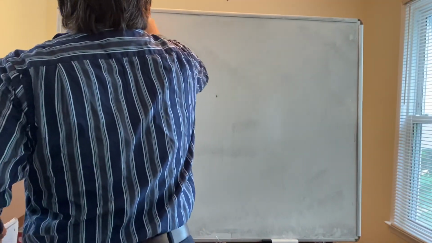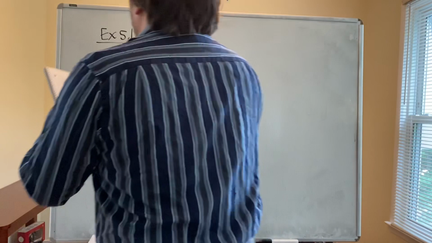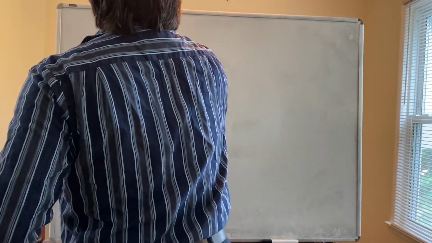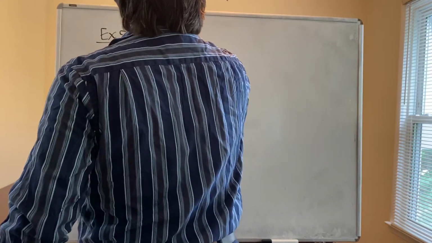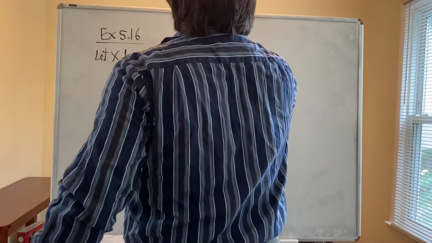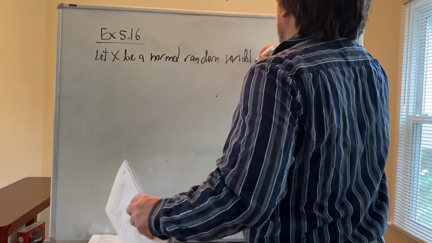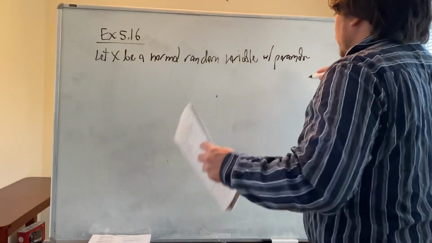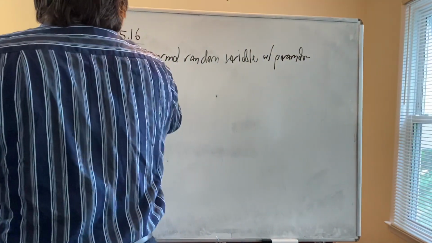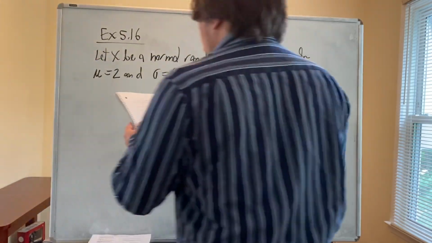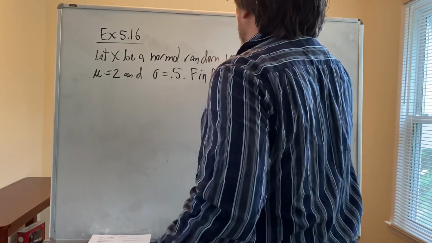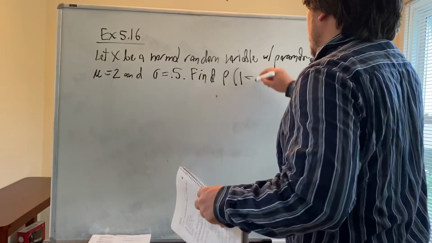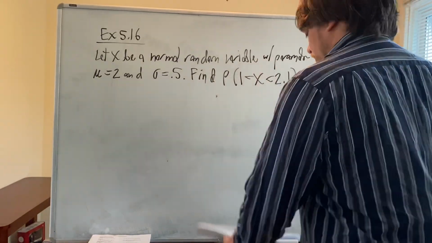Okay, so example 5.16. Let capital X be a normal random variable with parameters mu equals 2 and sigma equals 0.5. Find the probability that 1 is less than X less than 2.1.